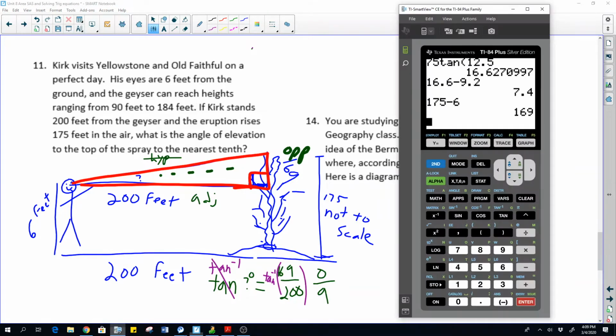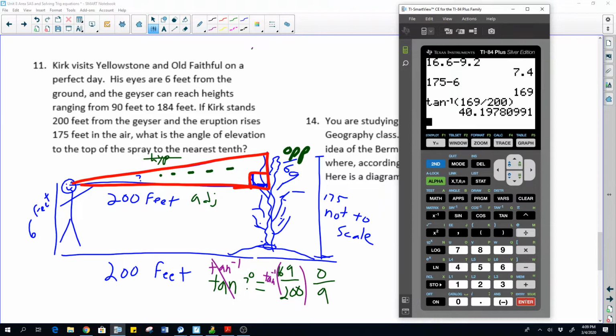Awesome. So we plug that into our calculator, and we go inverse tangent of 169 divided by 200. That gives us 40.19 degrees, so 40.2. So that's going to be our angle of elevation.